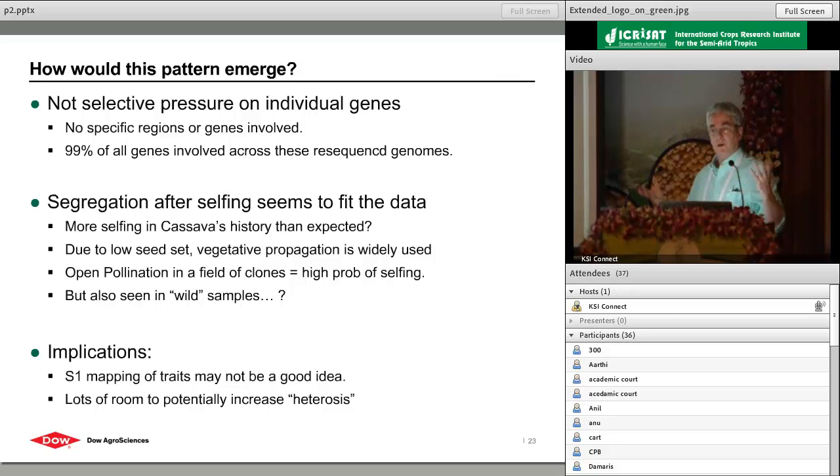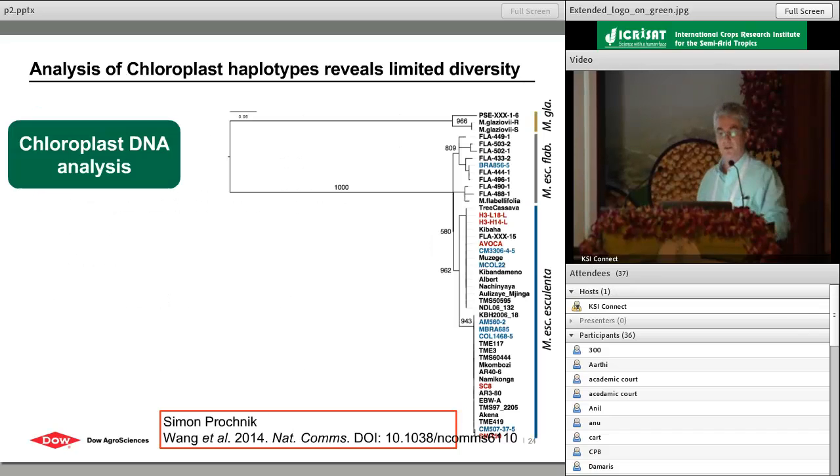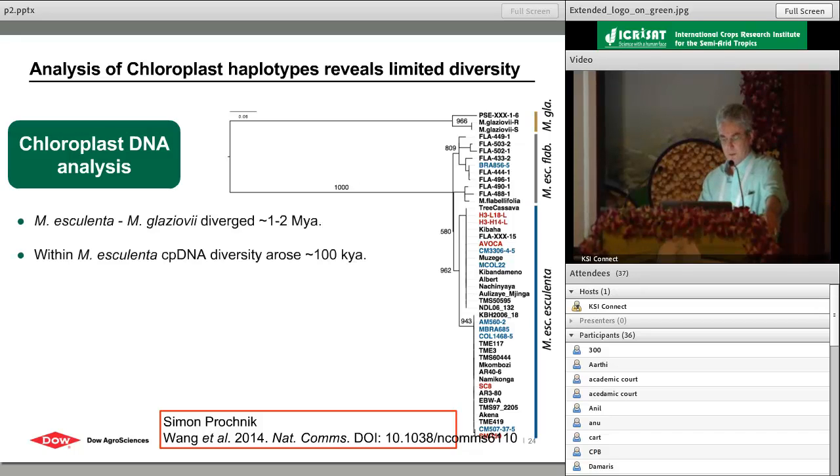So now we have 50 plus genomes. We have the ability to look at chloroplast DNA and nuclear DNA separately. So this is now an analysis of chloroplast DNA, showing the phylogenetic relationship between the samples. And a couple of things to point out here. First of all, glaziovii is clearly very separate. This is this clade up here at the top, very different from the esculentas. Within the esculentas, we have some divergence about 100,000 years ago. And then the flabellifolias, which are the wild cassavas, actually have quite diverse haplotypes showing up here.